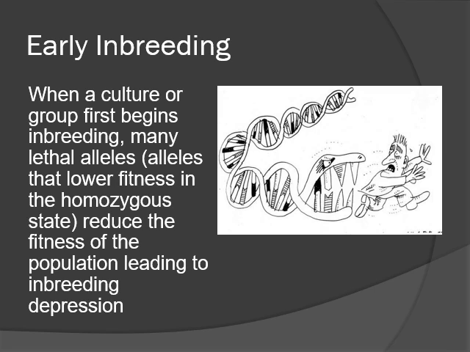This is one way that animals have in place to prevent inbreeding. If 2 puppies were to accidentally mate with each other and they're siblings, it's unlikely there would be many offspring produced from that because the lethal alleles would knock them out. That reduces the fitness of the population, and that leads to inbreeding depression.